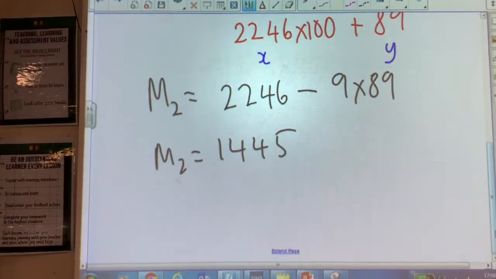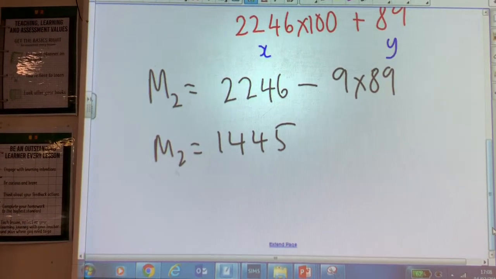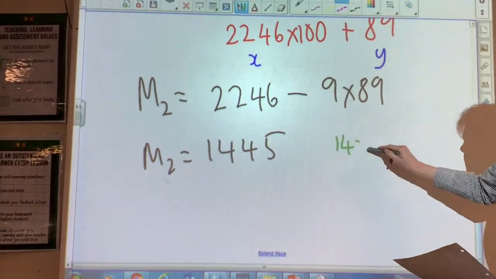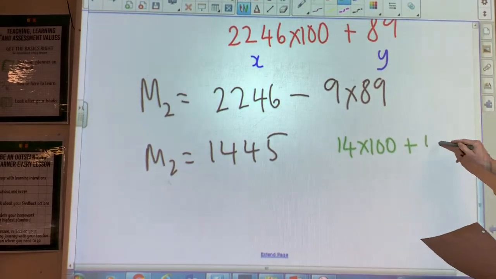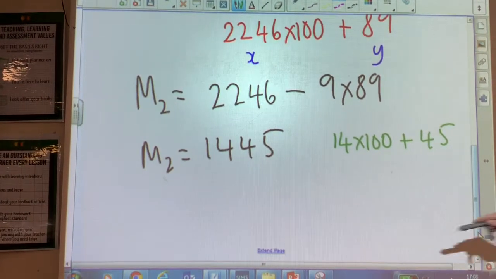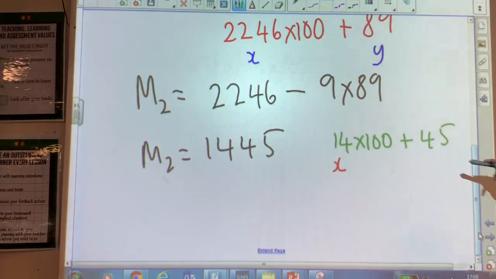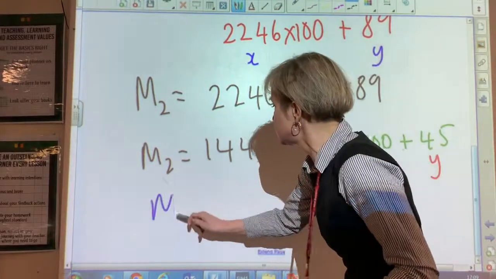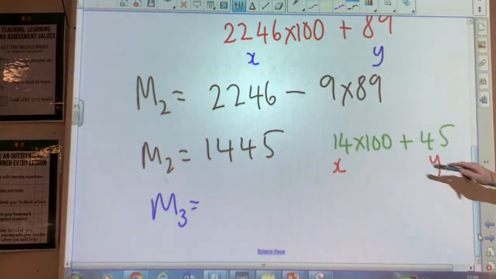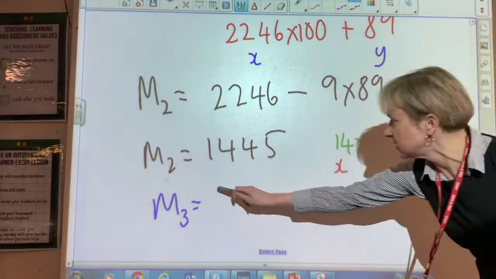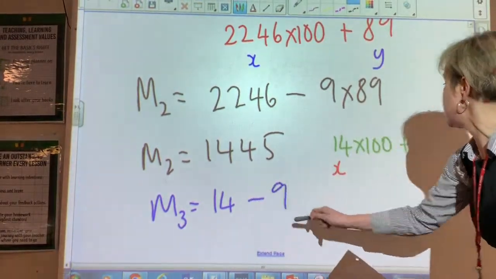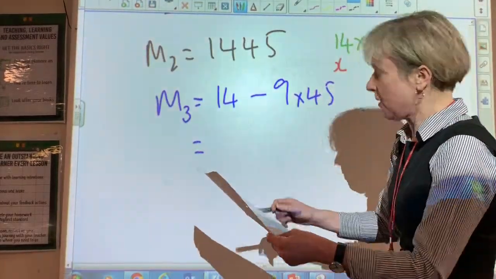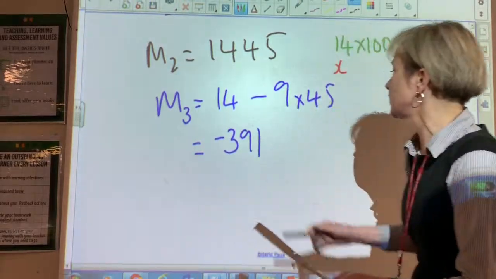Now we're still a little bit away from showing that that is divisible by 17. So again, I'm going to break it up as a number times 100 plus a number that lies between 0 and 99. So x is 14 and y is 45. And then to get your third iterate, this time I think it's going to become negative because you're going to be subtracting from 14. It's 14 take away 9 lots of 45. And I think that's going to give you minus 391.